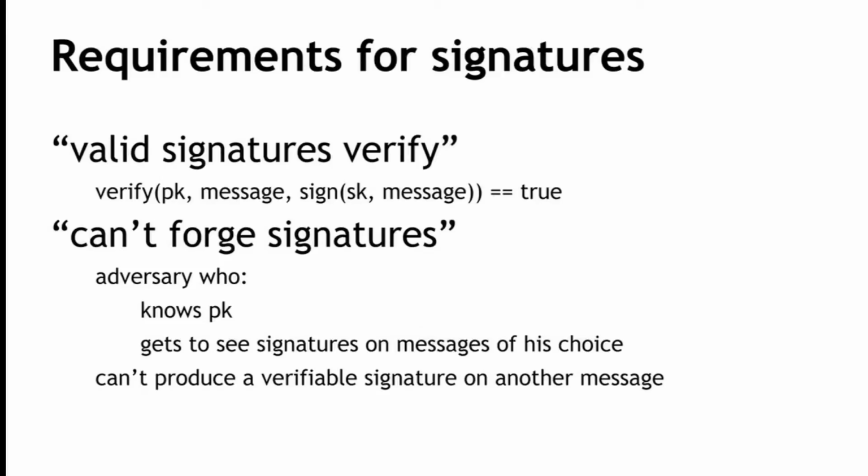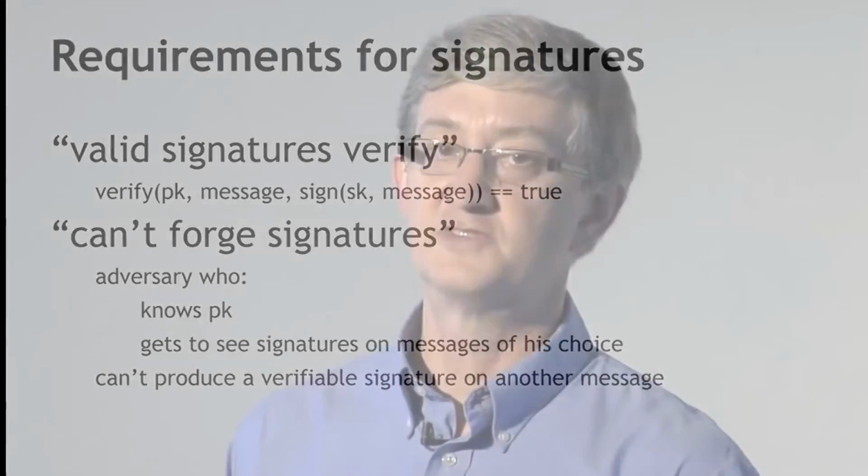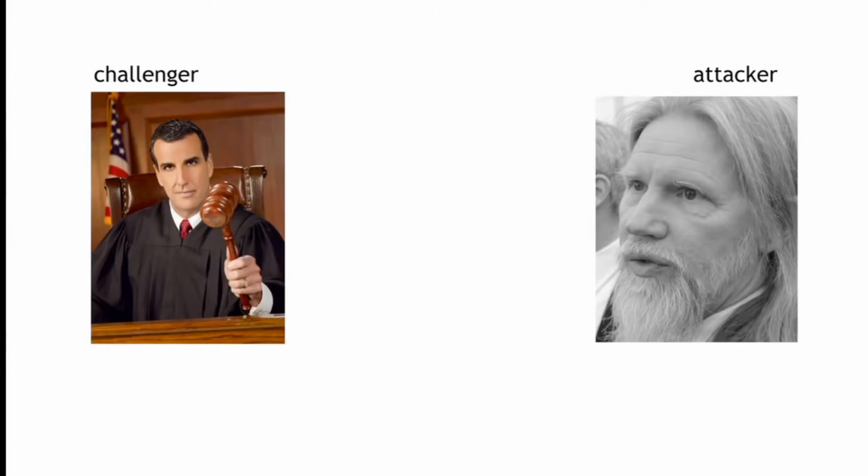In order to explain this property in a little bit more detail, it's normally formulated in terms of a game that we play with an adversary. I'll depict the game with this diagram. Over here on the left, you have the challenger, who's a TV judge, and the challenger is going to test a claim by an attacker.